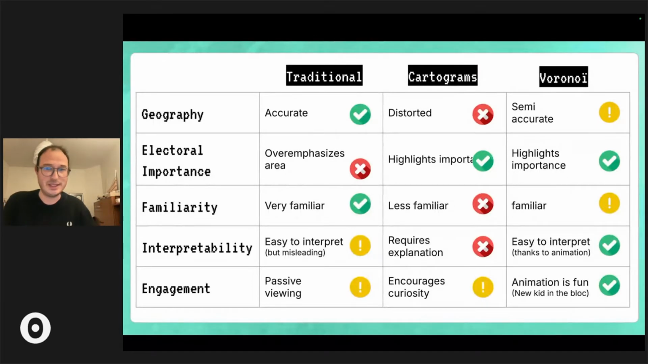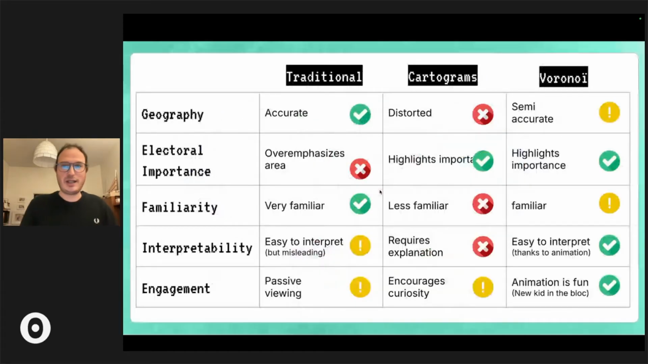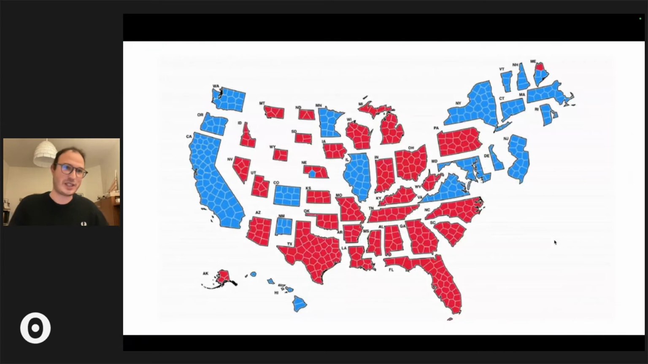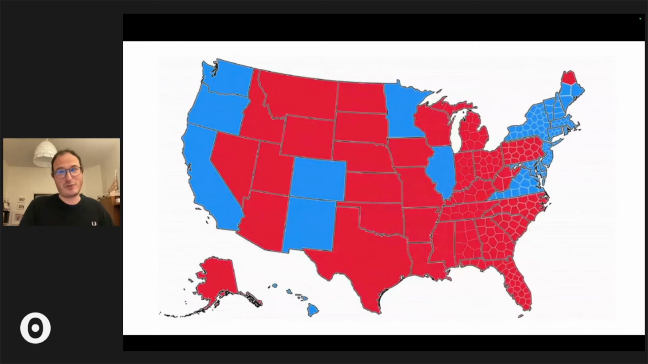In terms of familiarity, again, you cannot fully understand that this is the US as a whole, but each of the individual states is familiar to people. People living in Illinois would recognize the shape of their state easily. In terms of interpretability, it's still easy to interpret thanks to the animation. So this is a key element for the understanding of what we're showing.